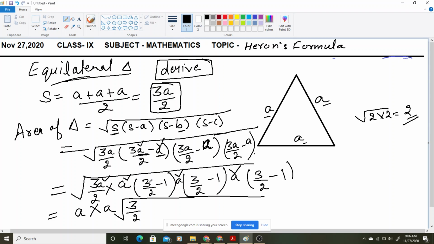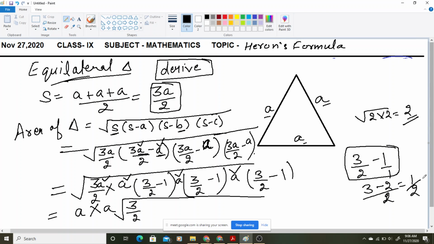Then see this one, 3 by 2 minus 1 inside the bracket. Let us solve this on the side. 3 by 2 minus 1. Take the LCM. You will be having 3 minus 2 upon 2. So how much are you getting? 1 by 2. LCM is 2. So you are getting 1 by 2. After solving 3 by 2 minus 1, you are getting 1 by 2. So you will write here 1 by 2.